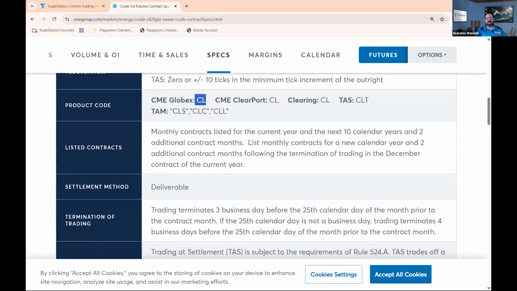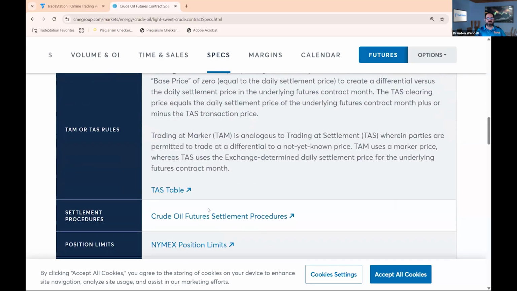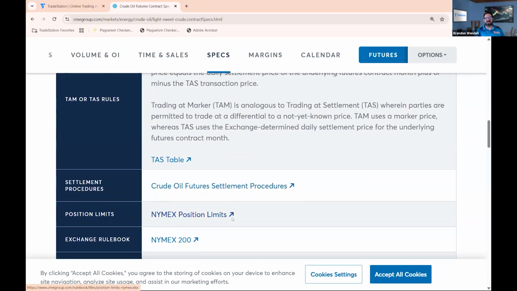Symbols, how it's traded, it is deliverable, so I have to be worried about when is it going to be settled? When is it going to be the last trading day? Well, they tell you. And of course, like I said, TradeStation does a great job of letting you know as well. If you have a settlement procedure and you want to learn how do you get delivery, you can click on it, find it out. And there's more information as well. We'll get into some of that.